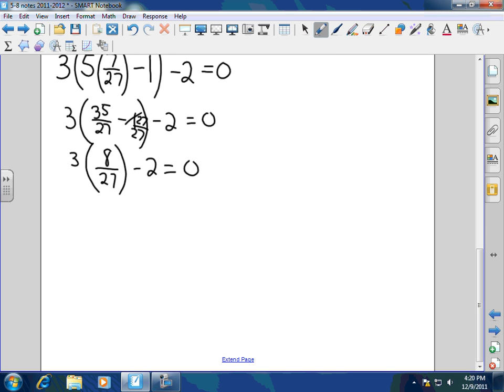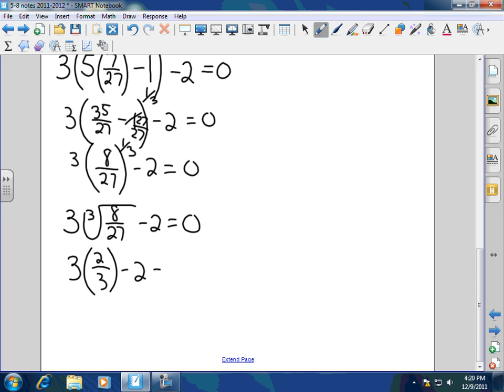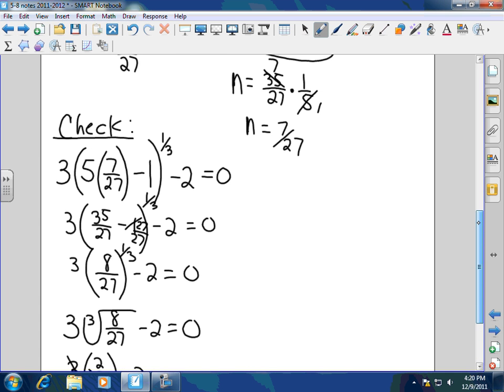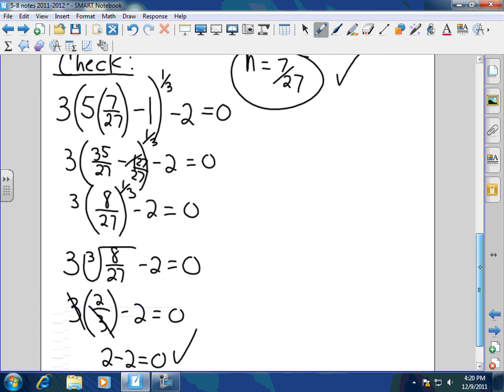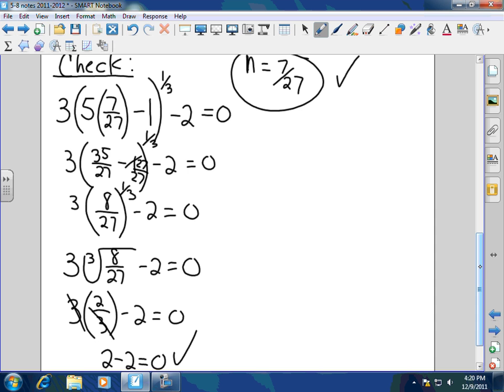And 8/27, we can reduce that, or we can just cross divide, whatever makes your life easier. Because remember, this is to the 1/3. So let's go ahead and say 3 times the cube root of 8/27 minus 2 equals 0. The cube root of 8 is 2. The cube root of 27 is 3. This 3 and this 3 cancel. 2 minus 2 equals 0. It works. So therefore, n equals 7/27 is the answer. It does work, and we're golden.